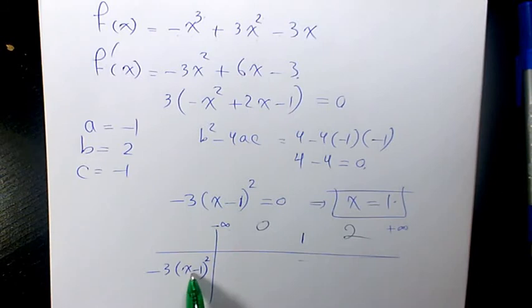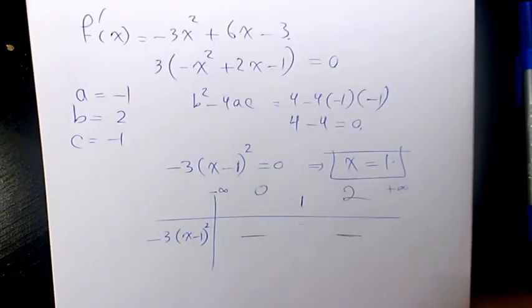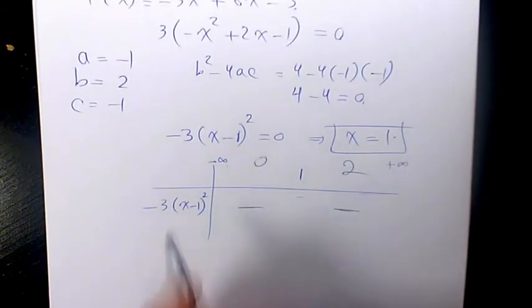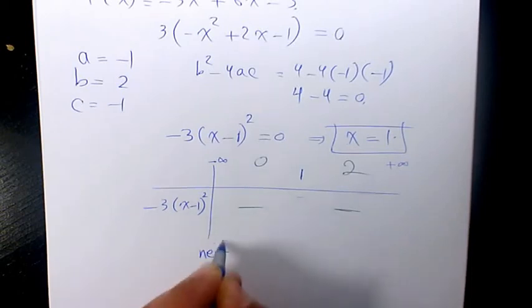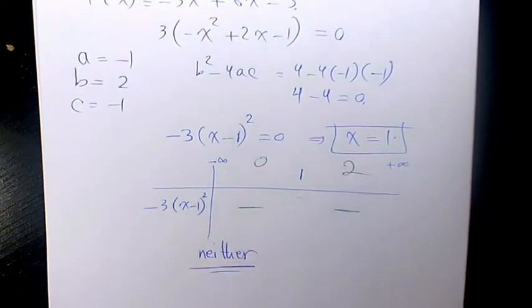When you substitute it there, it's going to be negative 1 to the power of 2, positive times negative, which is going to be negative. Substituting 2 there, positive times negative is going to be negative. So before and after this point is negative. It means that it's not a local minimum and it's also not a local maximum. So the critical point is neither.